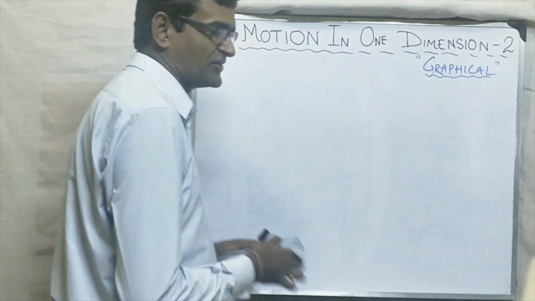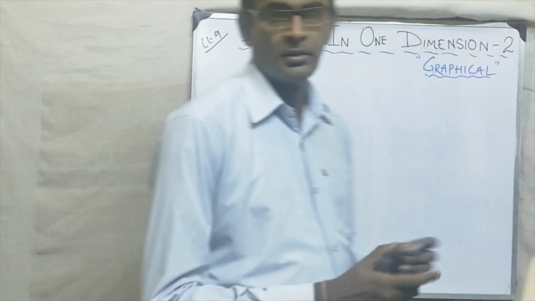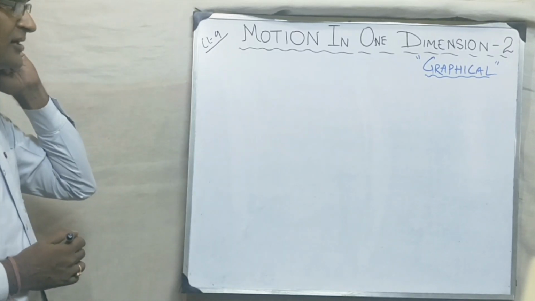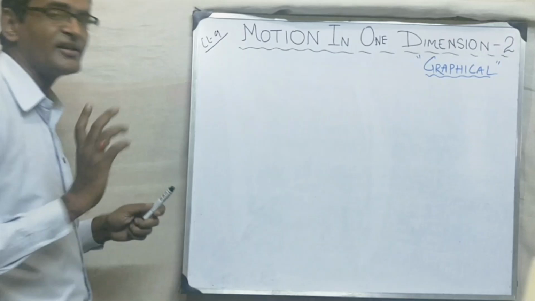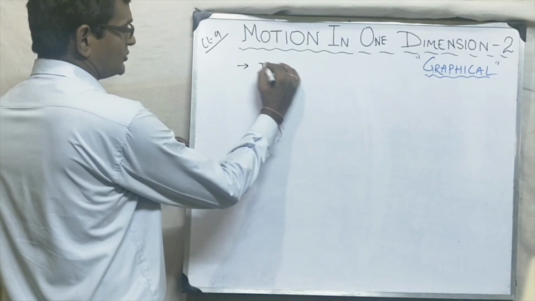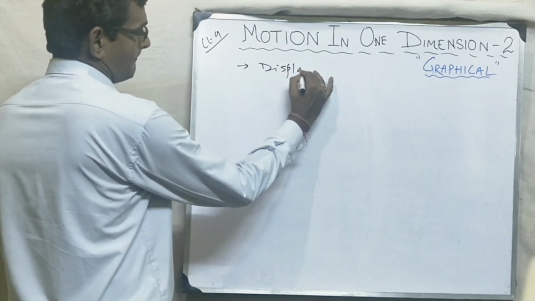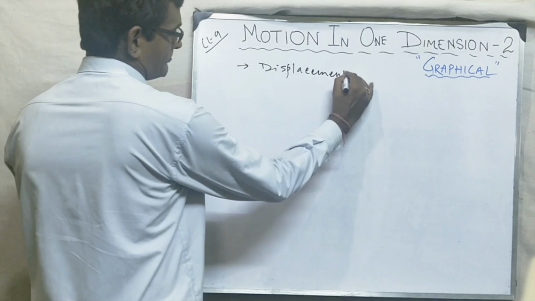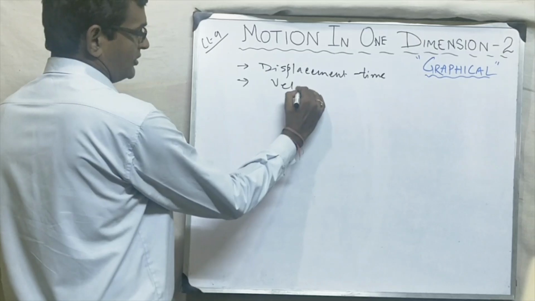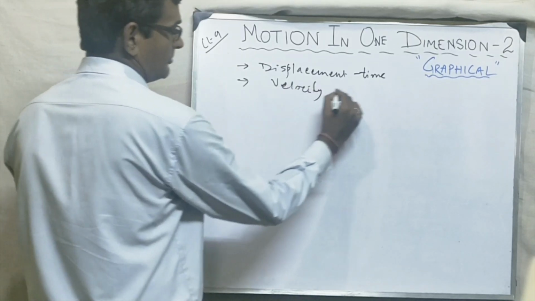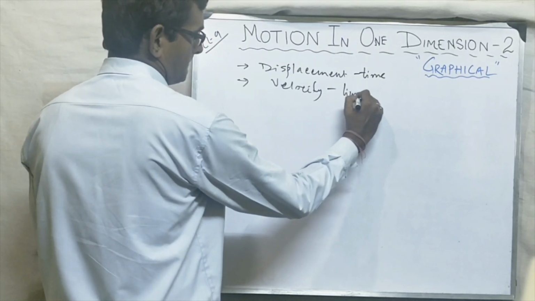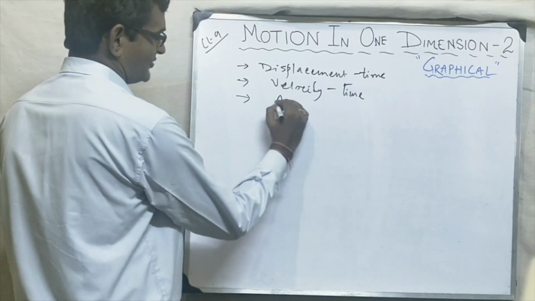So, graphical representation of motion. Please note down whatever graph I draw in your copy. Graphical representation means what? There are three types of graphs. First is called the displacement time graph. Second is called the velocity time graph. And the third is called the acceleration time graph.